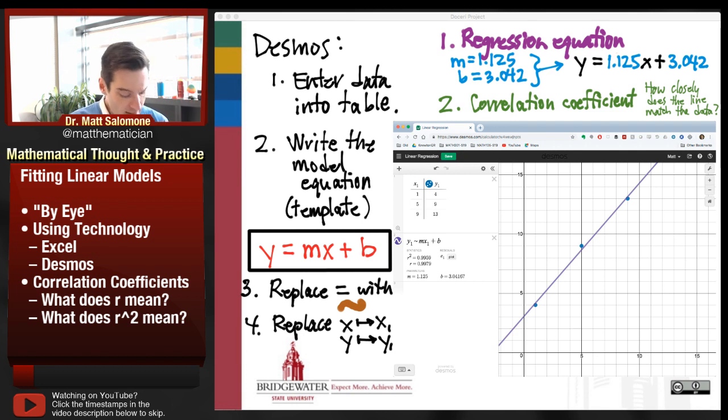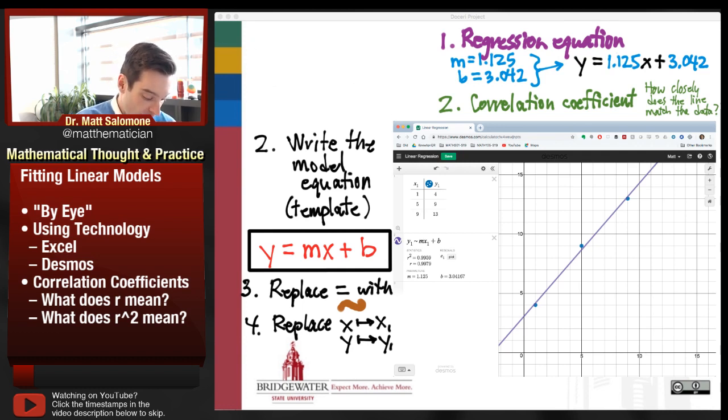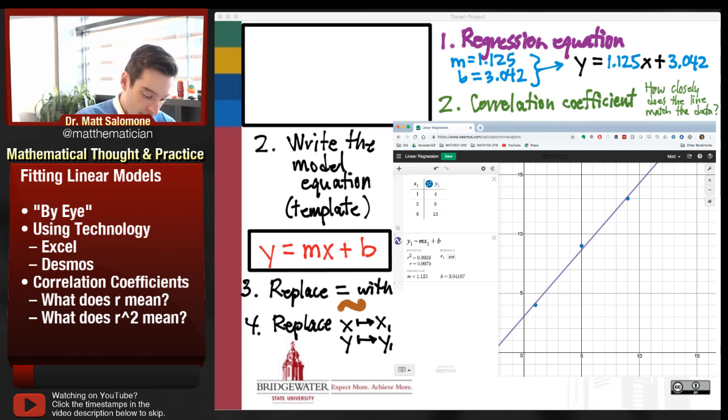And the way that the correlation coefficient communicates that information, let me kind of make some space up here for this, is it communicates it with a number. And that number is called, first of all, R. So R is called the correlation coefficient.